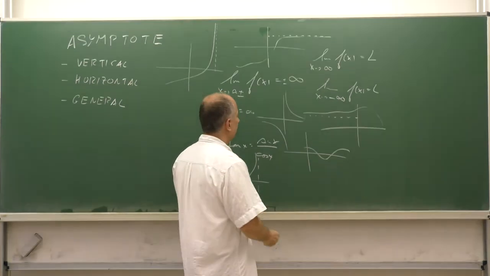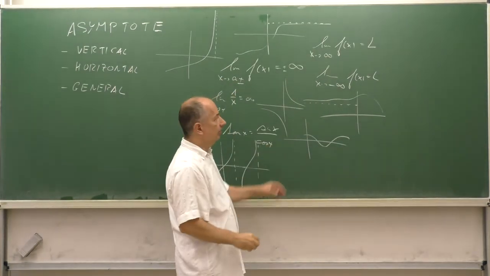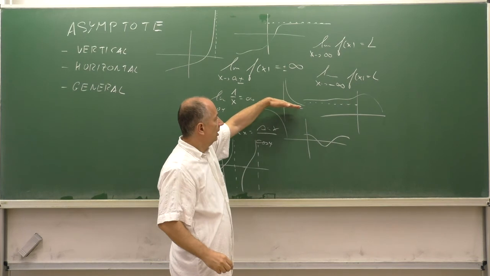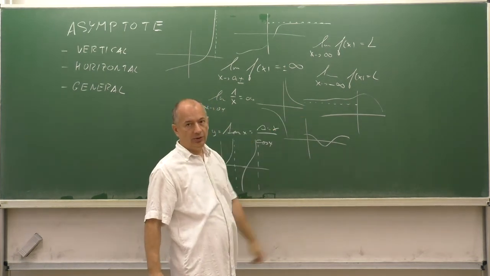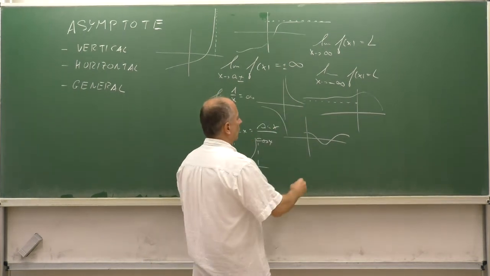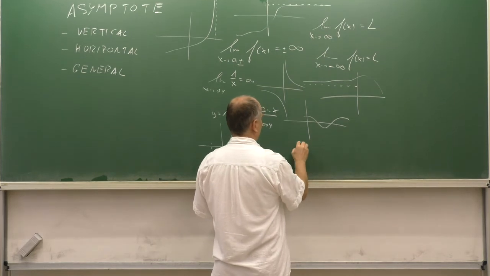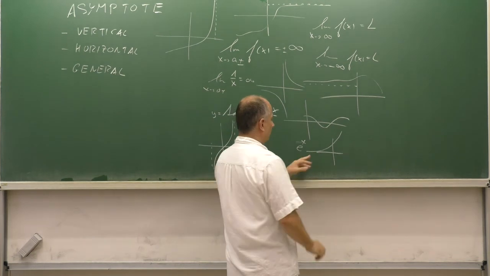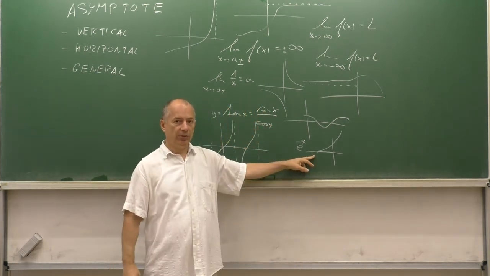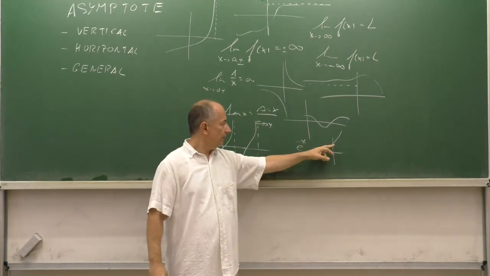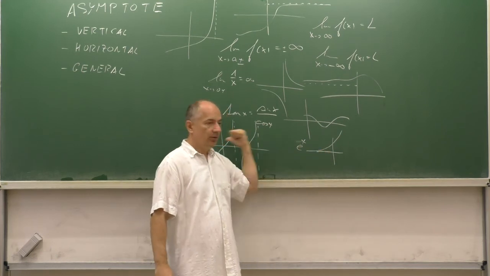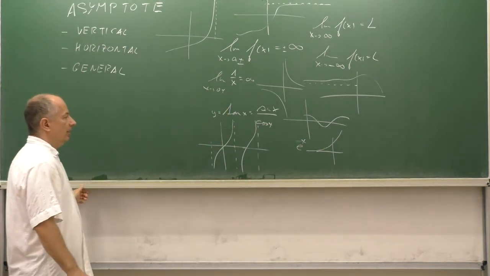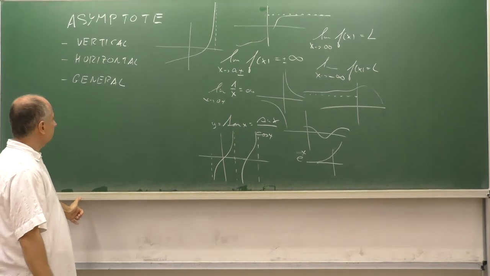An example is again 1 over x, because here the x-axis is an asymptote at infinity and minus infinity, or the function e to the x, which goes to 0 when x goes to minus infinity. So this graph has a horizontal asymptote on the left, that is at minus infinity.